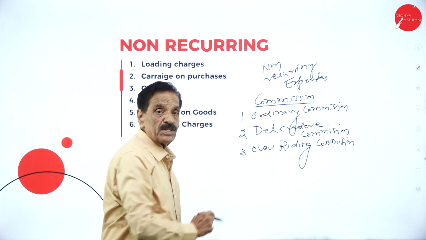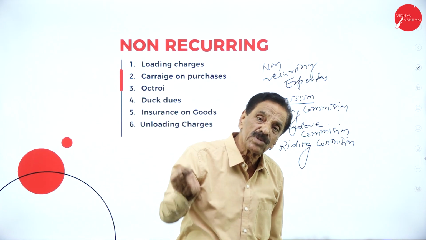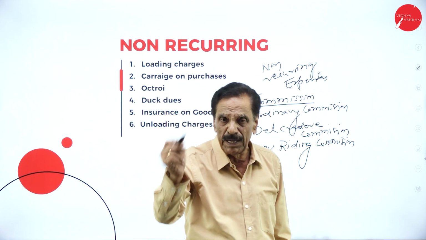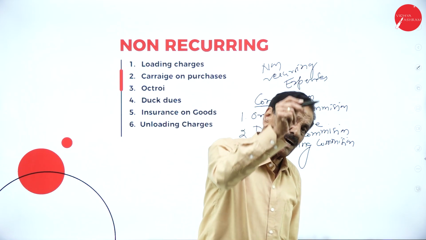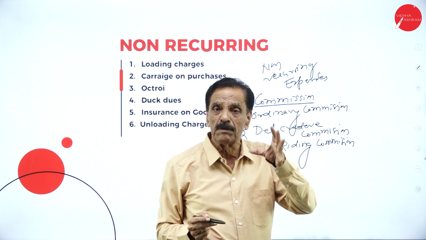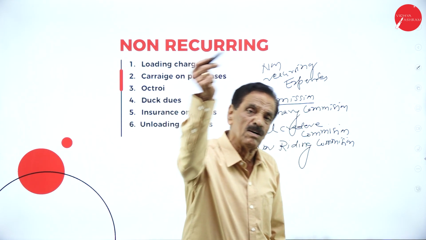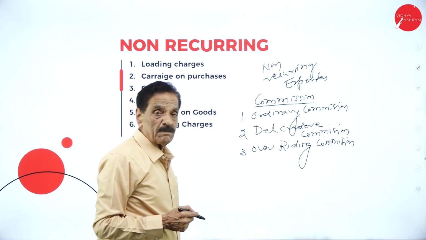So ordinary commission means he makes the sale at more than the cost price. As per the agreement, the consignor will pay some amount more than the cost price when he sells. It may be 5%, 10%, as per the agreement. Compensation payable by consignor to consignee is called ordinary commission, we say.